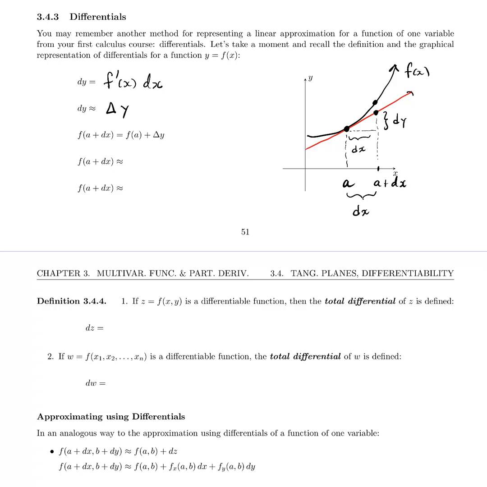And delta y is the difference between the function value at a and the function value at a plus delta x. So the idea here is that these two values, dy and delta y, are very close. And so if I want to approximate the function value, f of a plus delta x, I can take this value here. And this value here is the function value f of a plus the vertical distance dy. So f of a plus dy. And that's the approximation: f of a plus dx is equal to f of a plus delta y, and it's approximately equal to f of a plus dy.